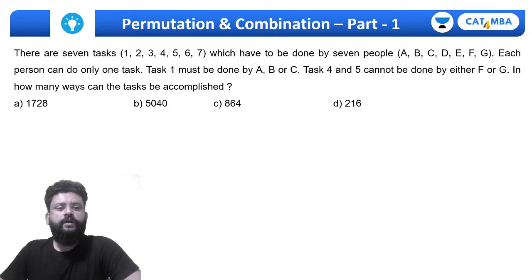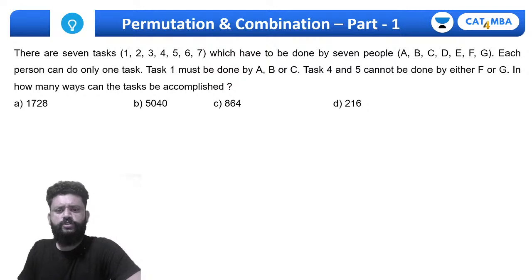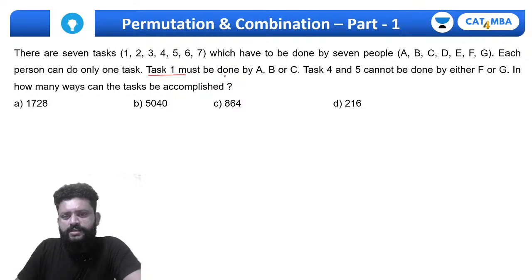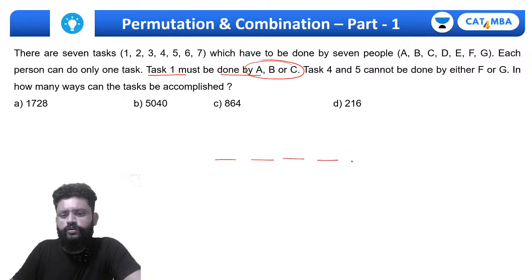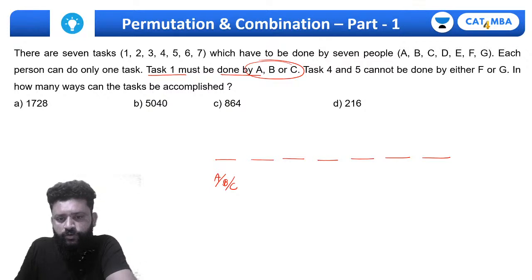Let's try this one. There are 7 tasks which have to be done by 7 people. Again a similar arrangement question you can say, but it's a slightly conditional arrangement. So if you know basic counting, this will be easy. Task 1 must be done by A, B or C. So there are 1, 2, 3, 4, 5, 6 and 7 tasks. One can be done either by A, B or C. Then tasks 4 and 5 cannot be done by either F or G. So F and G should not be here, F and G should not be in 4 and 5.